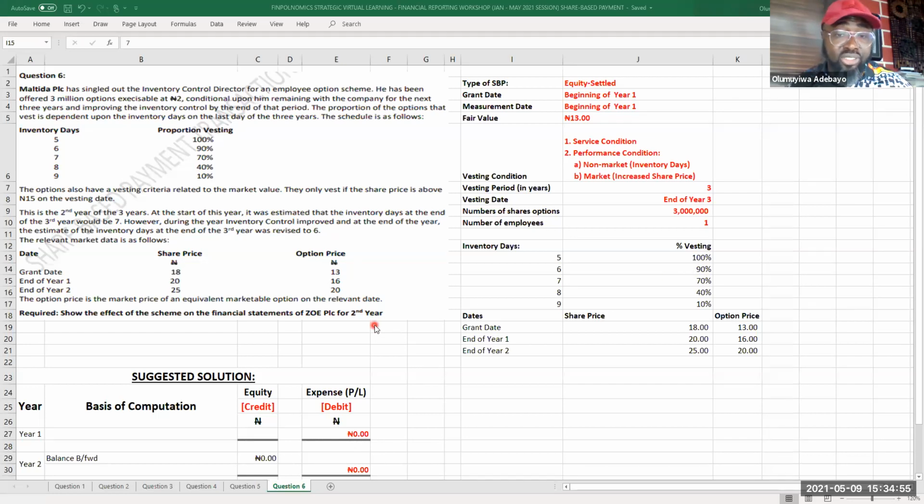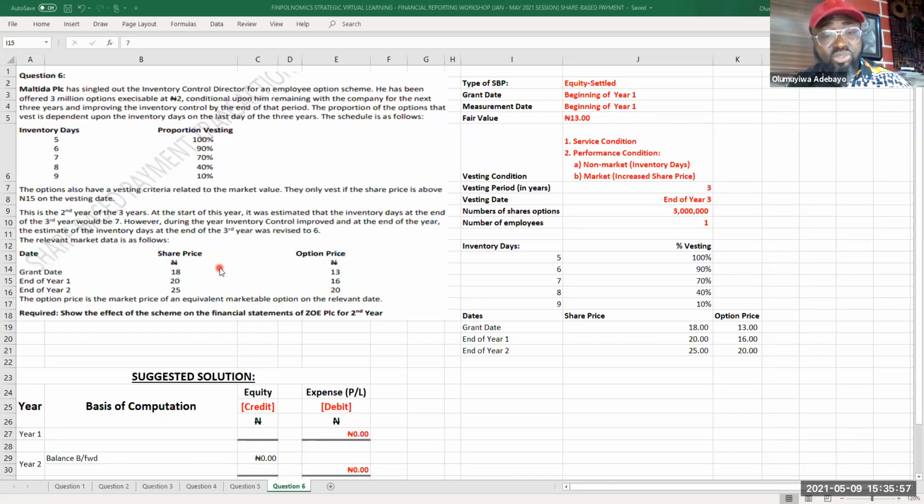Now, I had something from your interaction or the presentation made by Shegun. Shegun said, if you go by this, you find out that the share price has continued to increase above this 15 naira. On that premise, it is likely going to vest, given that we are told that the option also has a vesting criterion related to market value. And this only vests if the share price is above 15 on the vesting date. Everything has shown that there is a likelihood that it is going to vest because the price has been increasing even from 18 to 25. Which means if you look at the trend, it's more likely that it can never fall below 15, except in extreme situation.